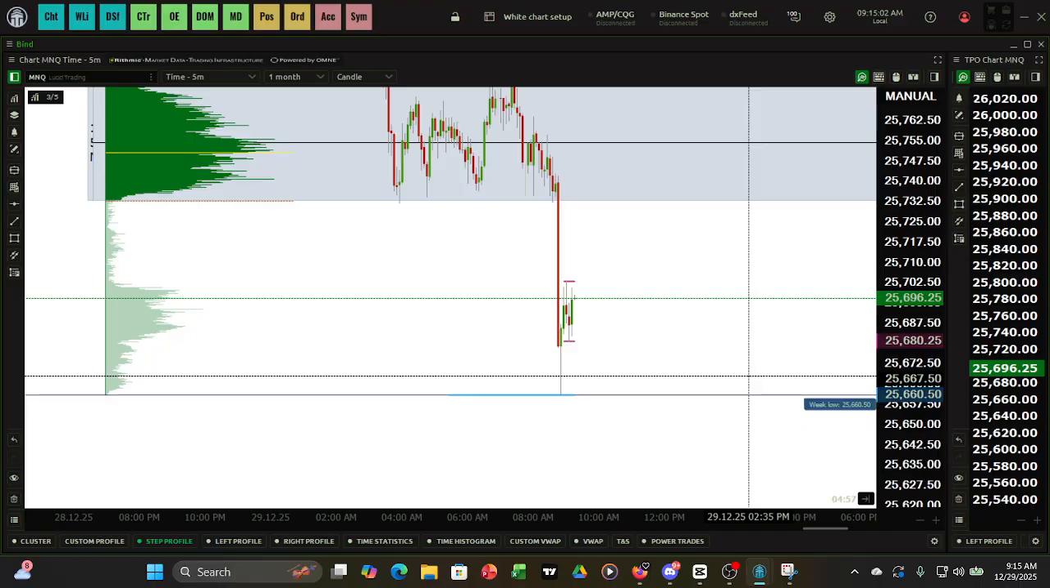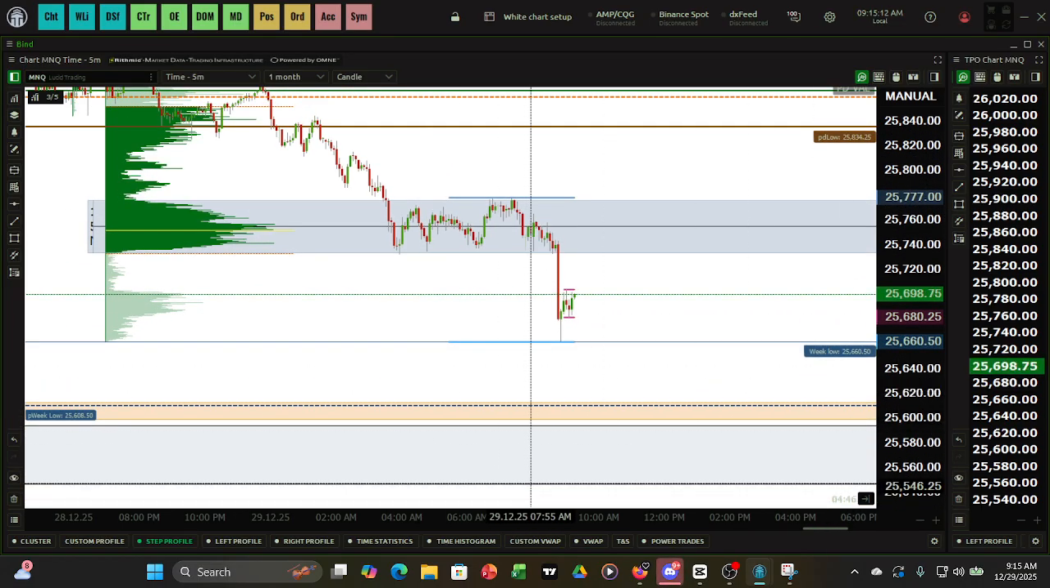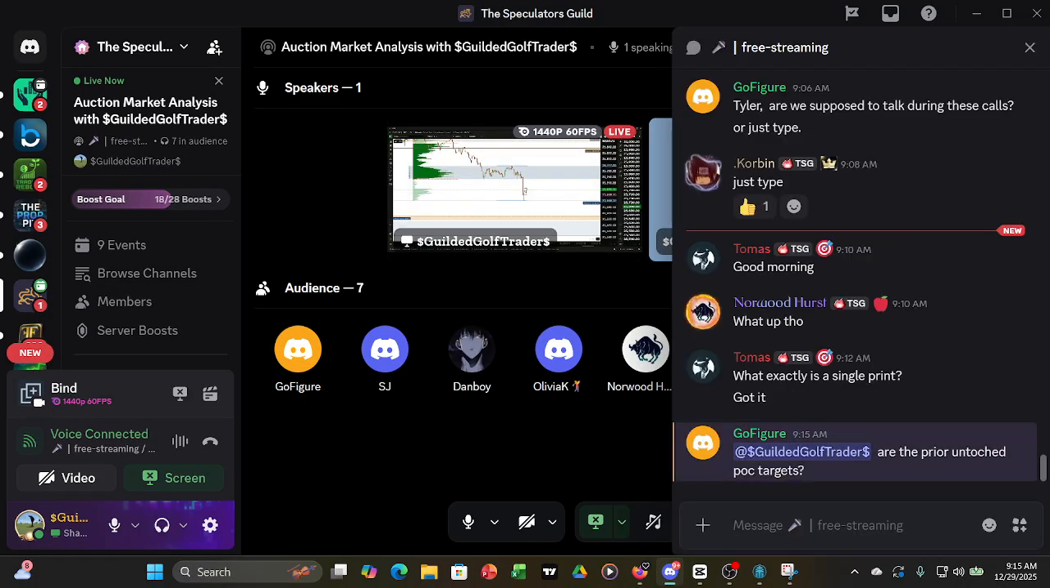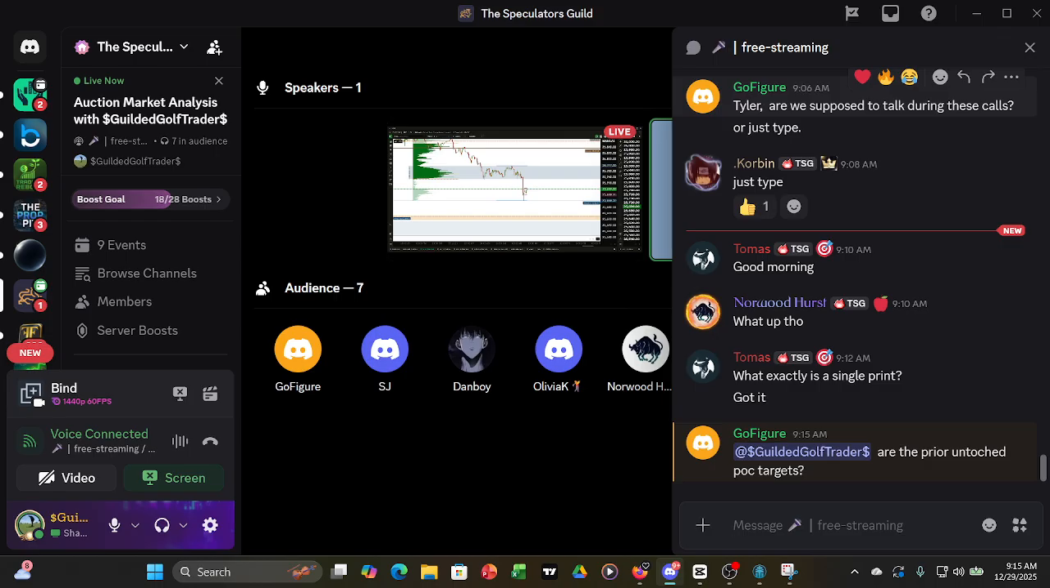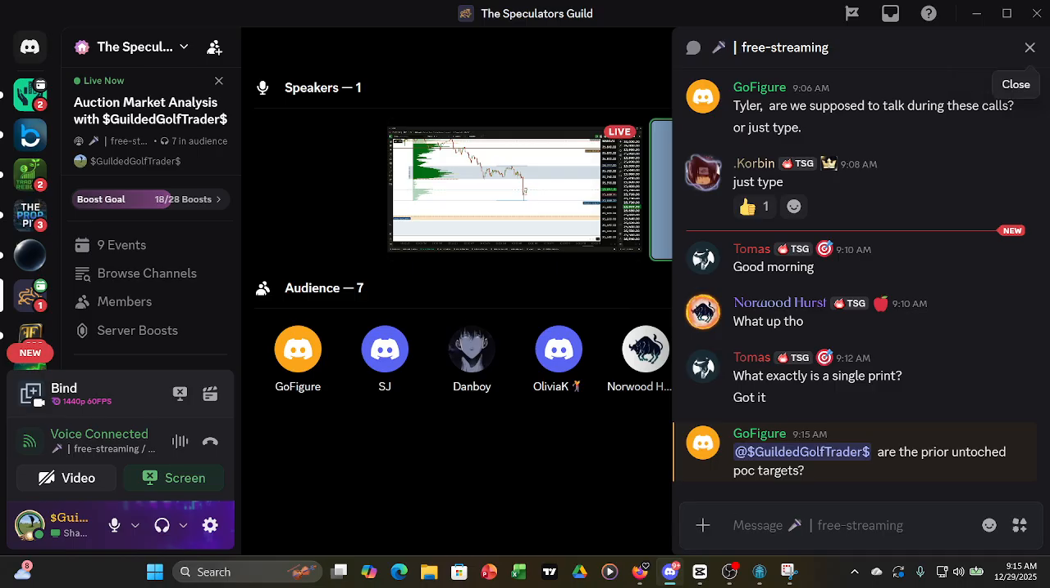So one of the ways you can use value area high, value area low. Right now we're very much outside of all that stuff, right? So obviously we got a little bit of downside target, or the prior untouched POC. So prior day POCs, prior day value area highs, value area lows, and stuff like that. Those are always the price targets, right?